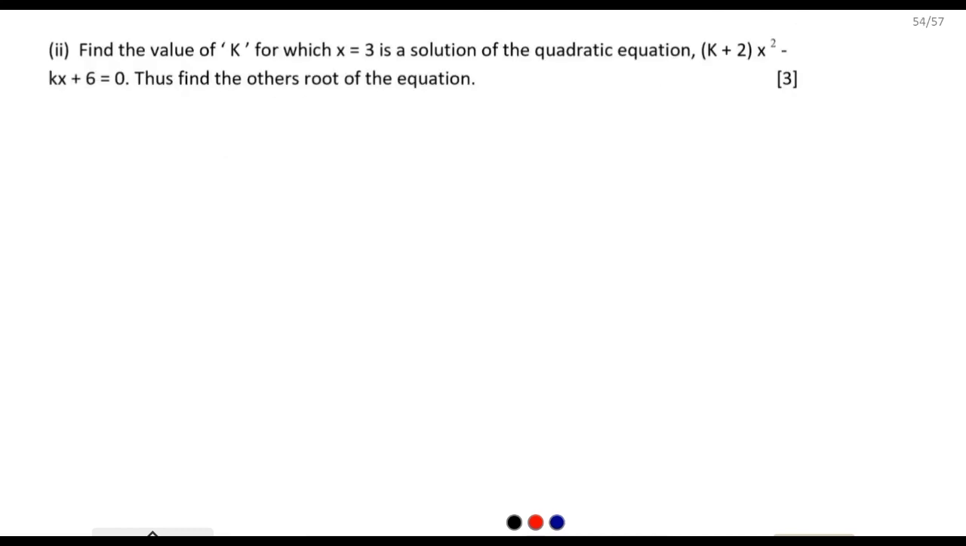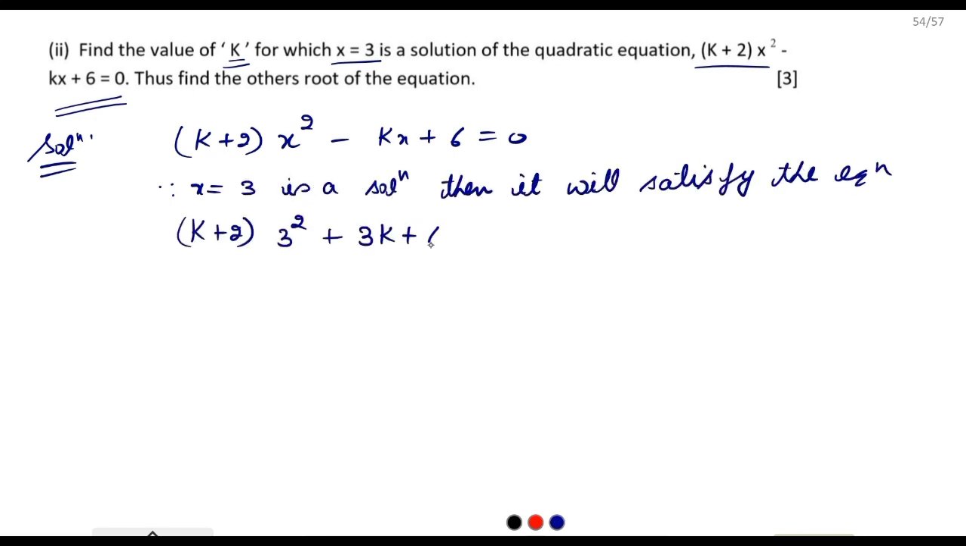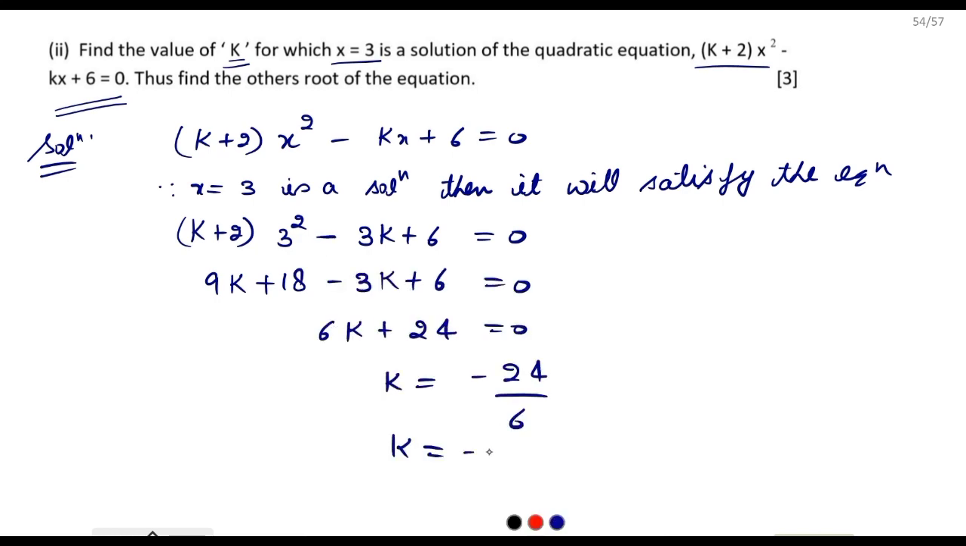Second part, find the value of k for which x is equal to 3 is the solution of this quadratic equation. If x is equal to 3 is the solution of this quadratic equation, it means if we put x is equal to 3, we will get 0. k is equal to minus 4.